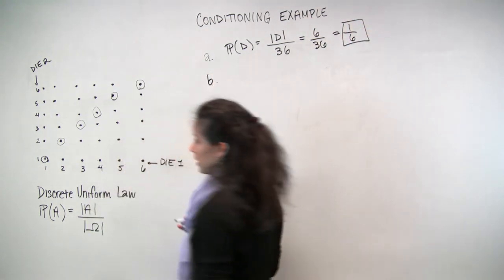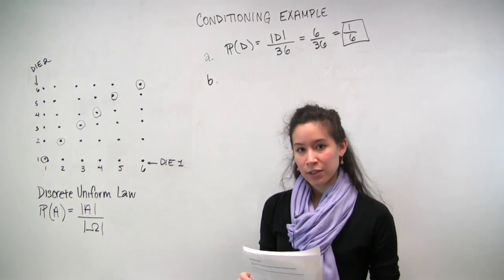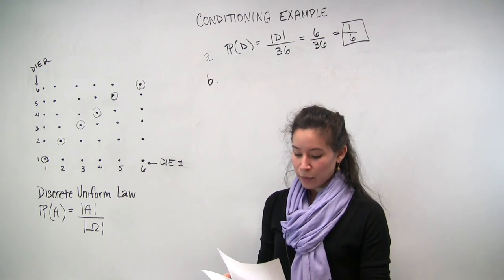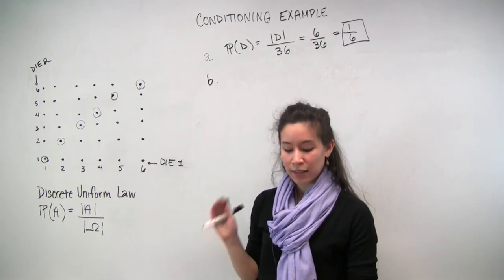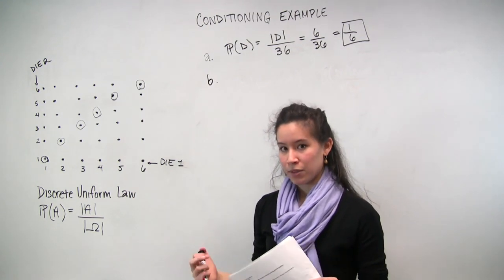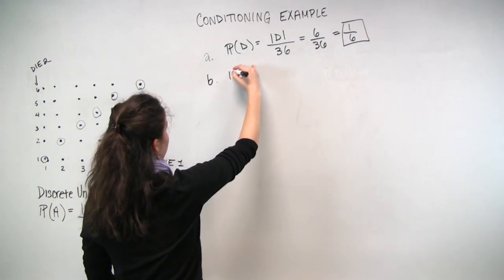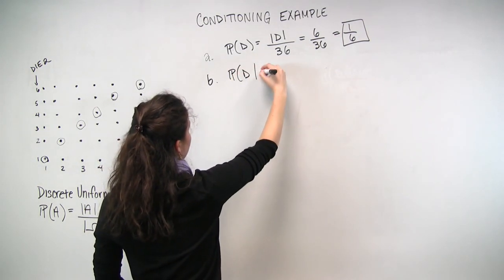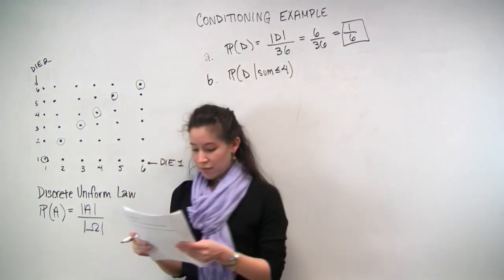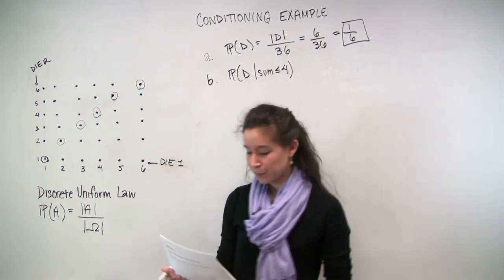We haven't seen any conditioning yet. The conditioning comes in part B. So in part B, we're still interested in the event D, in the event that doubles are rolled. But now we want to compute this probability conditioned on the event that the sum of the results is less than or equal to 4. So I'm going to use this shorthand, sum less than or equal to 4, to denote the event that the roll results in a sum of 4 or smaller.